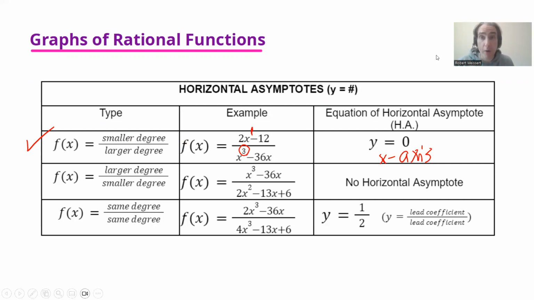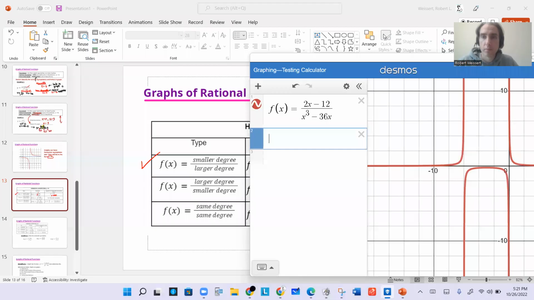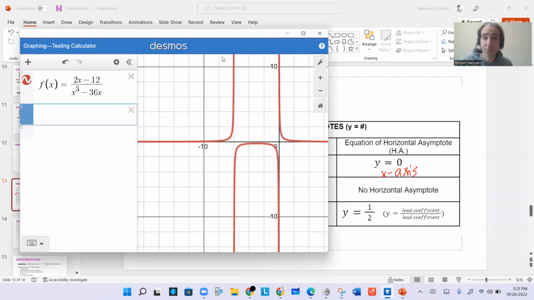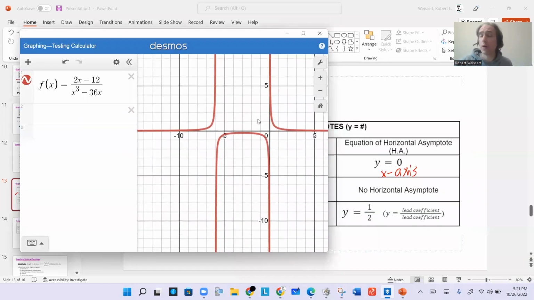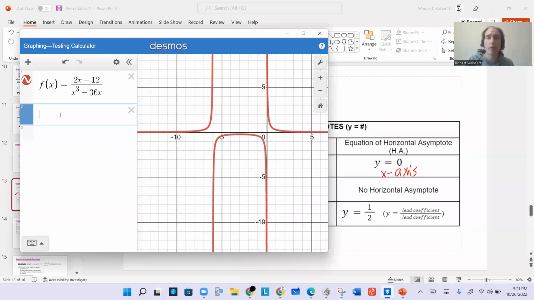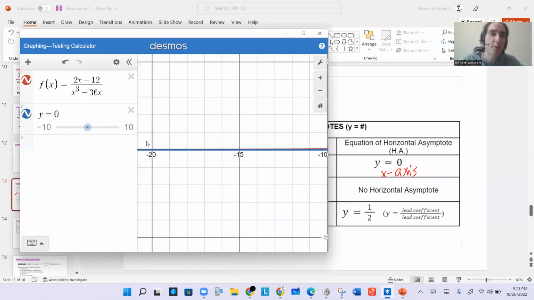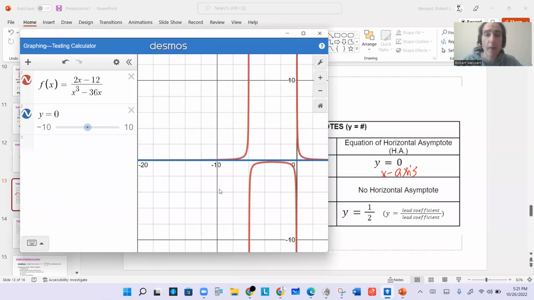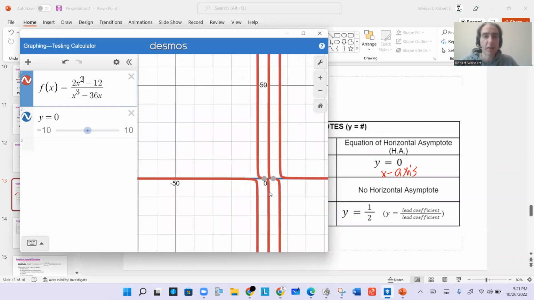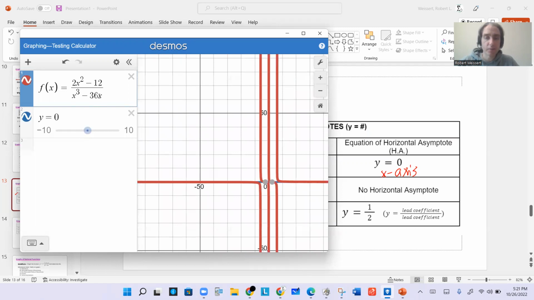Here, I'll show you. Graph that so you can see it. All right, here's the graph of that. Now, if I graph 2x minus 12 over x cubed minus 36x, it's got some vertical asymptotes, but I'm worried about the horizontal right now. If you do y equals 0, you're going to see that flat line is basically the x-axis. And anytime you have a smaller power on top of a larger power on the denominator, that'll always be the case. So even if I put a 2 there, it's still going to flat line to the x-axis.